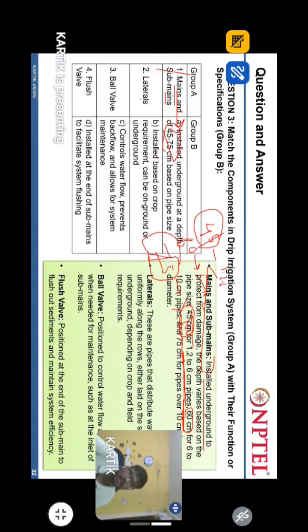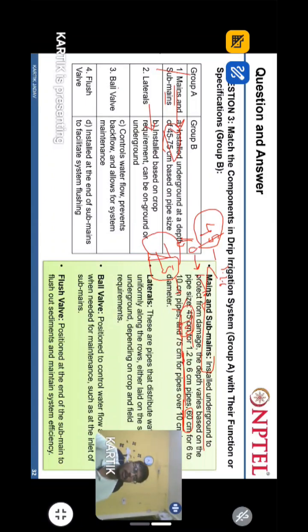And laterals, we know these are pipes that distribute the water uniformly in the rows. And in laterals, we have the drip emitter. So installed based on crop requirement, can be on ground or underground, right? So this is the answer.